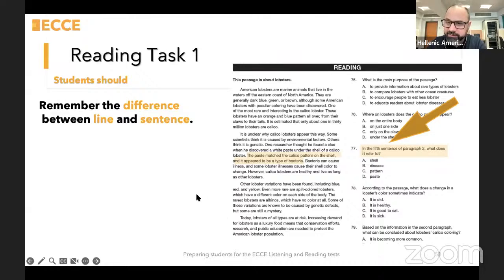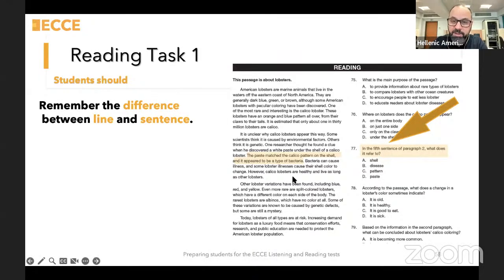So in the fifth sentence, so yes, what's the difference between line and sentence? Very important. I know that everyone knows this difference here, but sometimes, and of course under stress, this might be a little bit trickier. And these kind of questions are always part of the reading text. So make sure that your students can tell and they can understand what the difference is between line and sentence. This will hopefully give them a correct answer, extra points in the test.